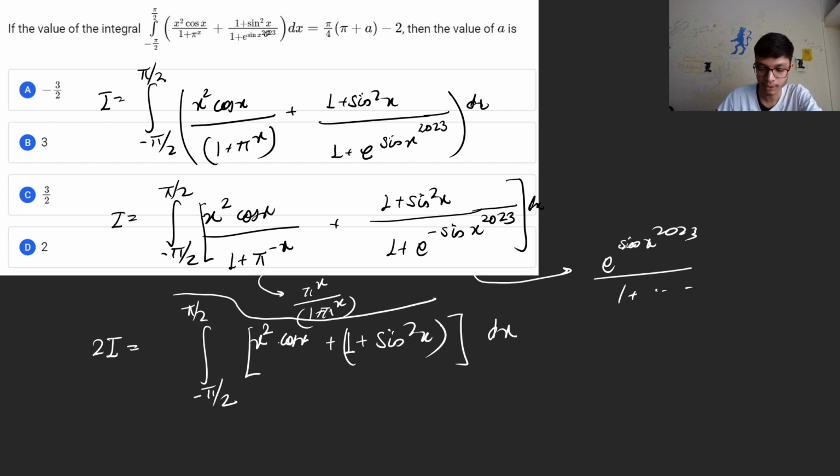If you do this particular integral, you can find the result of the integration I. You can apply the by parts formula for x square into cos x, and for this particular result you can simplify the solution. Again, for sine square x you can replace it by 1 minus cos 2x divided by 2.